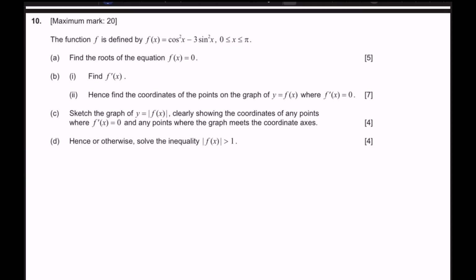Now for question 10, the function f is defined by f of x equals cos square x minus 3 sin square x. The domain of x is from 0 to pi. Now we have to find the roots of the equation f of x equals 0.